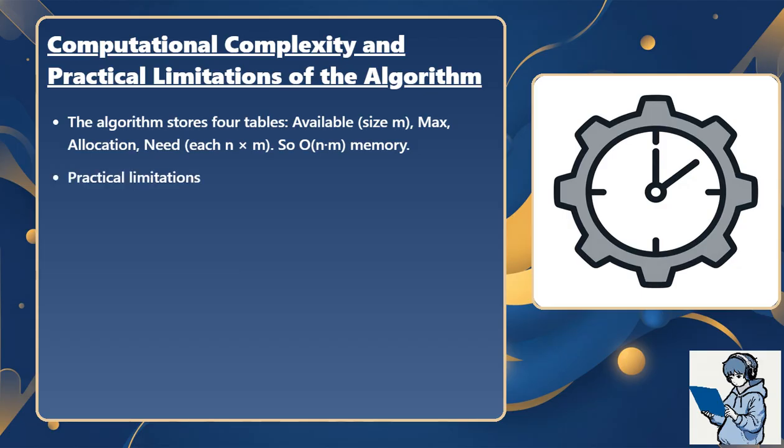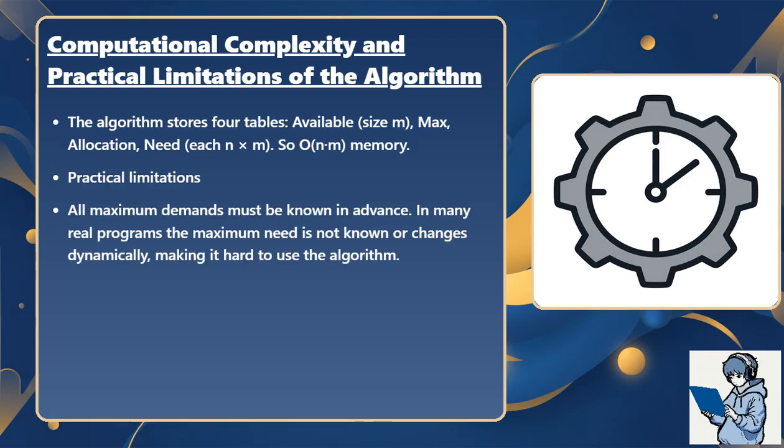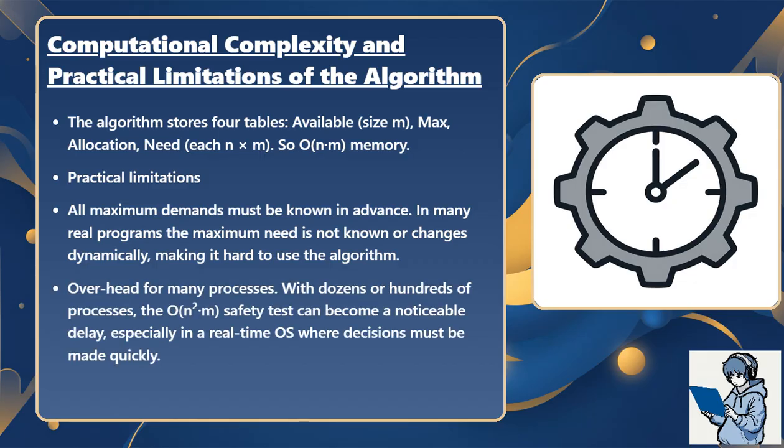Practical limitations. All maximum demands must be known in advance. In many real programs, the maximum need is not known or changes dynamically, making it hard to use the algorithm. Overhead for many processes: with dozens or hundreds of processes, the big O of n squared times m safety test can become a noticeable delay, especially in a real-time operating system where decisions must be made quickly.